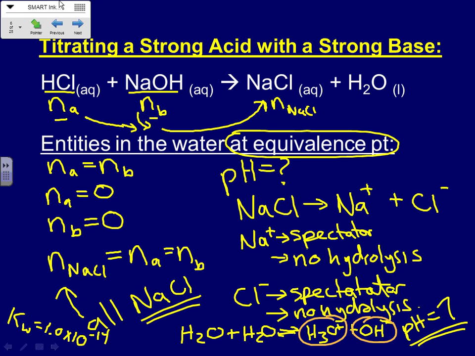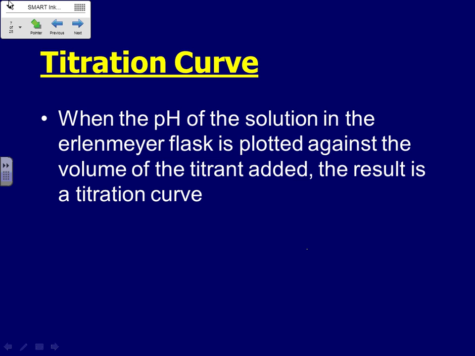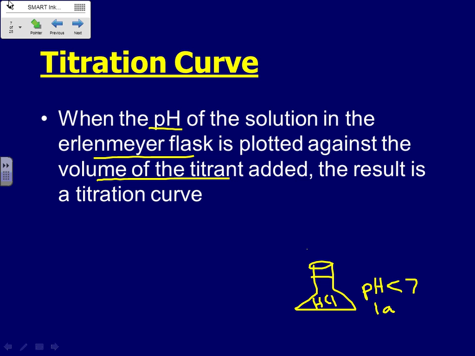Let me introduce to you, before we continue on with the next movie, a term called a titration curve. A titration curve graphs the pH of the solution in the Erlenmeyer flask, plotted against the volume of the titrant, the volume of the liquid that's in the burette. In most cases, we would have HCl in here. So the pH would be low, less than 7.